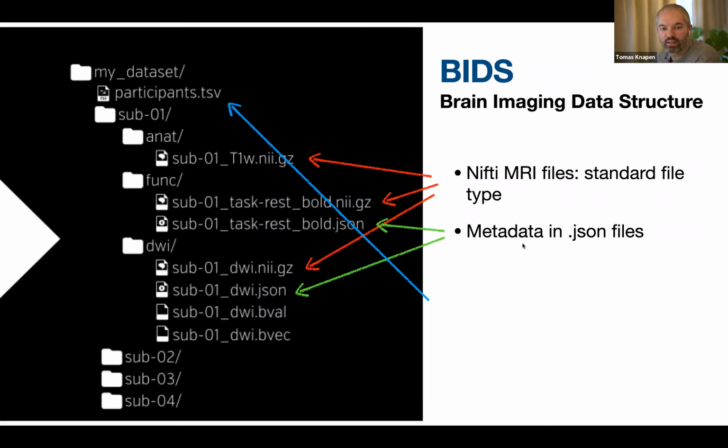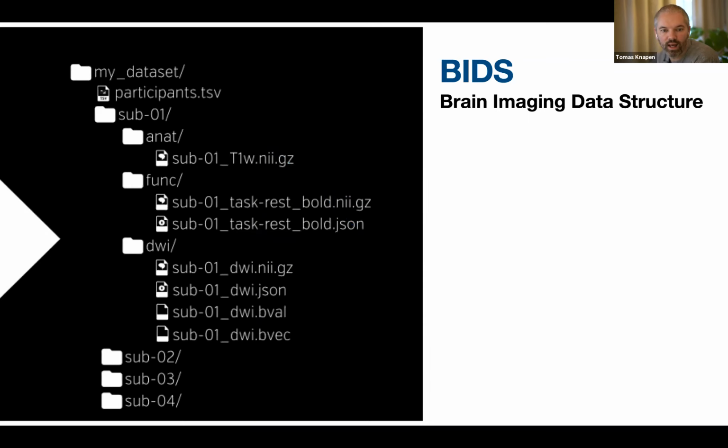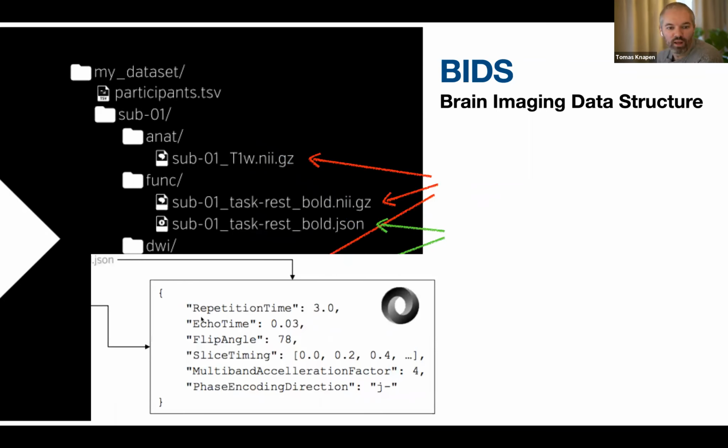All sorts of metadata are implemented in JSON files. So you see here, these JSON files, these are text files, and what do they look like? Well, they look like this. So they're text files, and they just contain all sorts of metadata. So for example, what was your TR? What was your echo time? What was your flip angle? All sorts of things that may be necessary later on, information about how the data were acquired. Those are all put in these JSON files. And so the idea is that with just a Nifti file and one of these JSON files, you know everything you need to know about these data. You can then do anything later on.